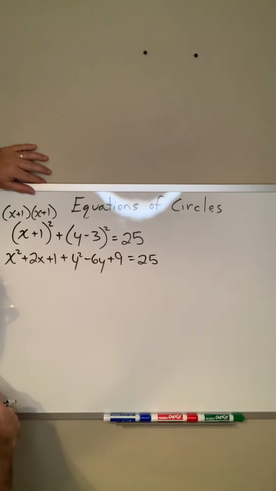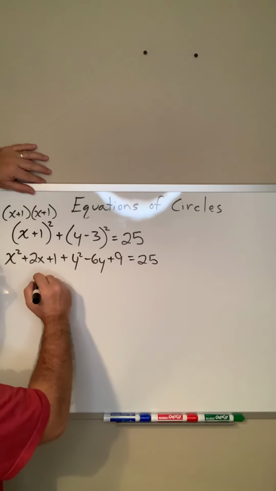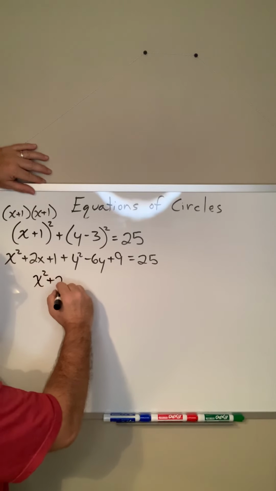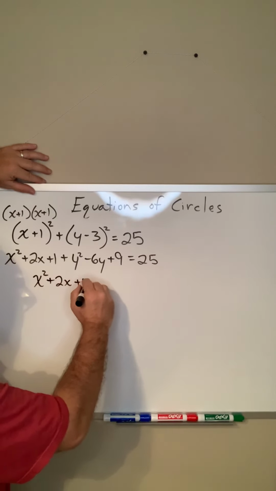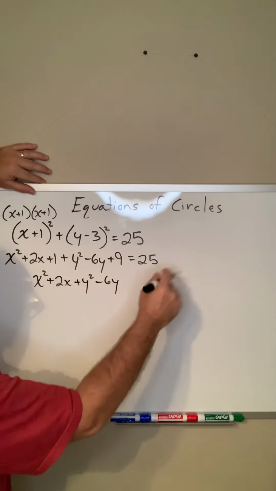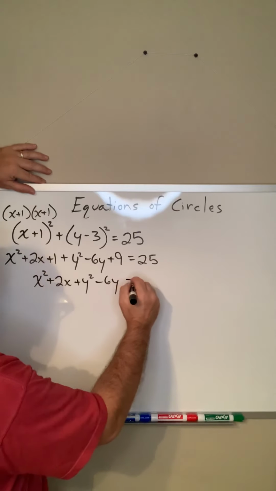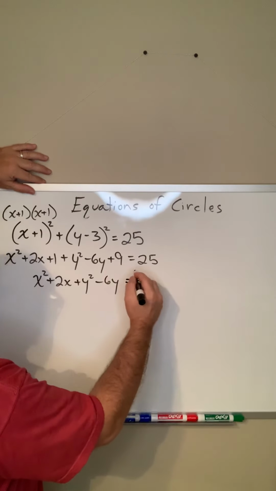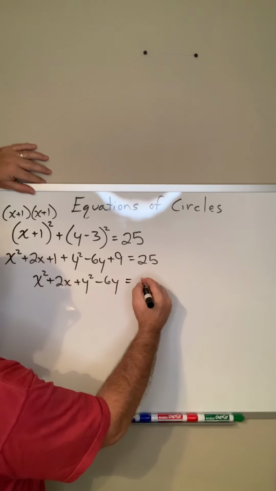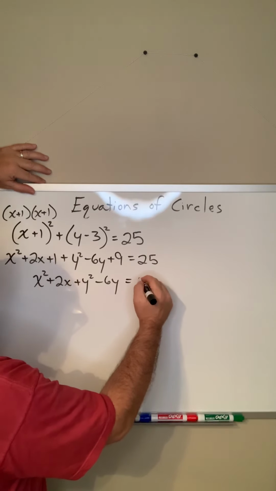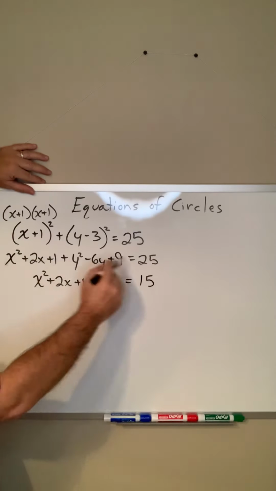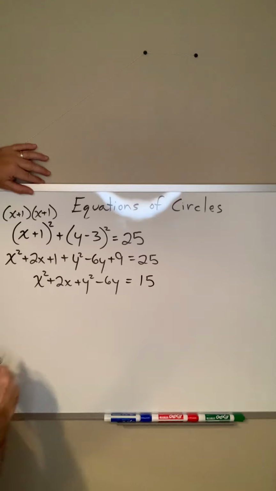And then we could go ahead and get all our constants on the same side, where we would have x² + 2x + y² − 6y, and the 1 and the 9 would be converted over to the other side, and that would equal, let's see, 25 minus 1 is 24, and 24 minus 9 more would be 15. And so that would equal 15. So either one of these might show up as a generalized form.